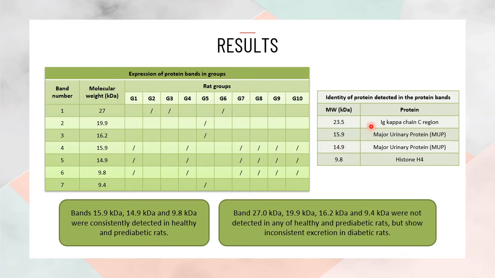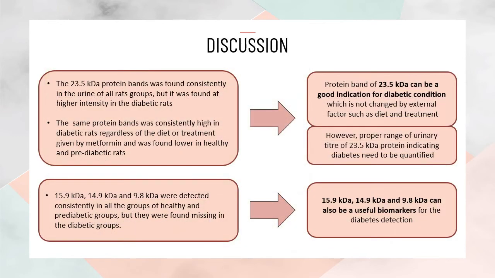So we have identified protein 23.5 as the Ig kappa chain C region, and proteins 15.9 and 14.9, both of which are the major urinary protein. And lastly, the 9.8 kilodalton protein was the histone H4 protein.